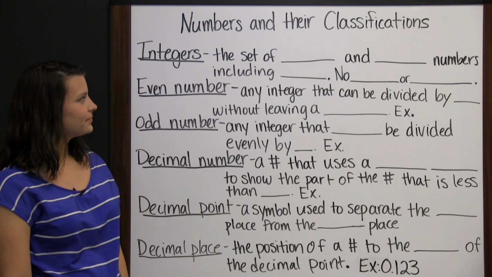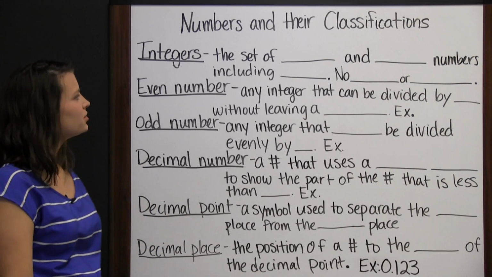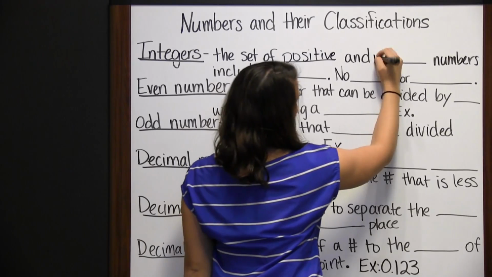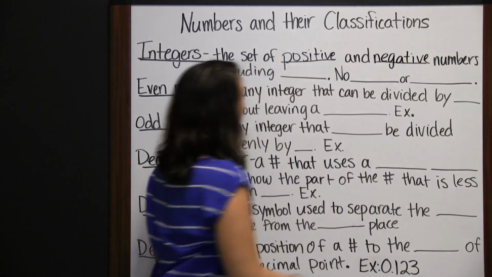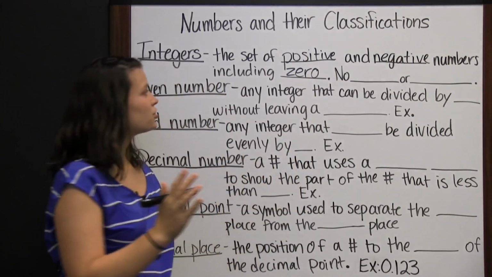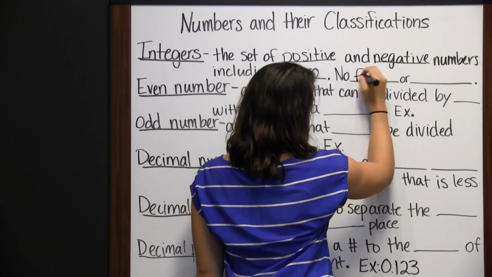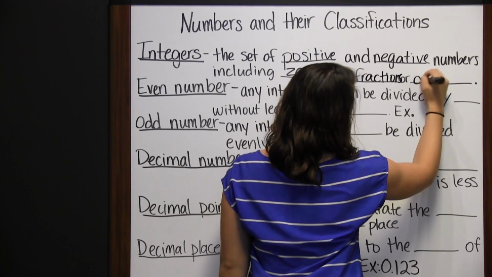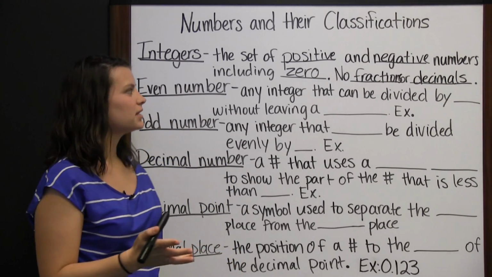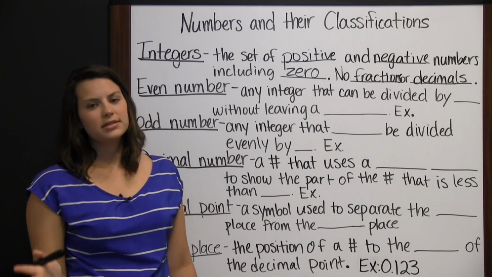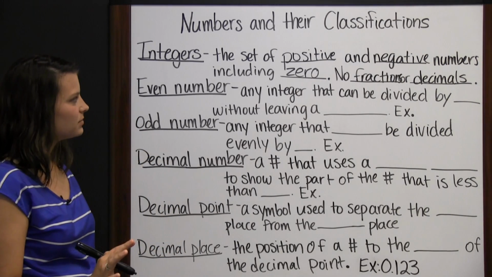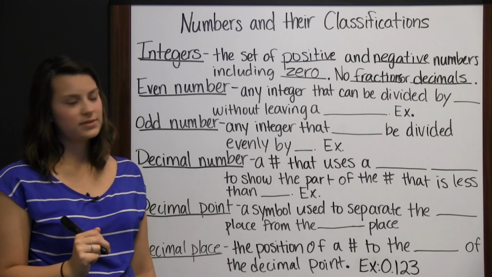Numbers and their classifications. First, we have integers. Integers are the set of positive and negative numbers, including 0, which is neither positive nor negative. But integers do not include numbers like fractions or decimals. That means no mixed numbers either. So integers would only be numbers like negative 100 or positive 7 or negative 15 or positive 2. Just no fractions, no decimals, but we can have positive and negative numbers, and it also includes 0.